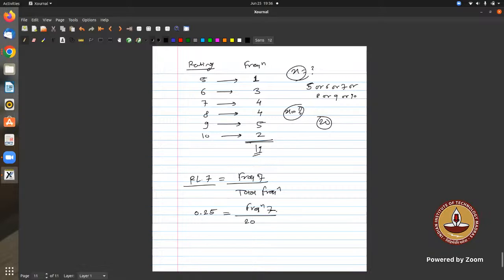Okay, so 20 into 0.25 is how much? 5. So the frequency of 7 would be 5. The required number x is 7, sir. I was taking the frequency as 19 maybe.